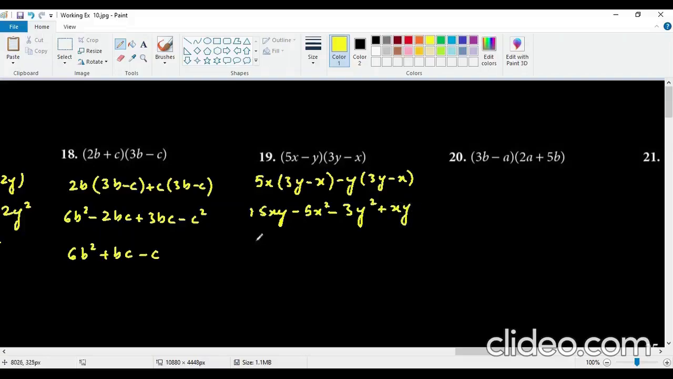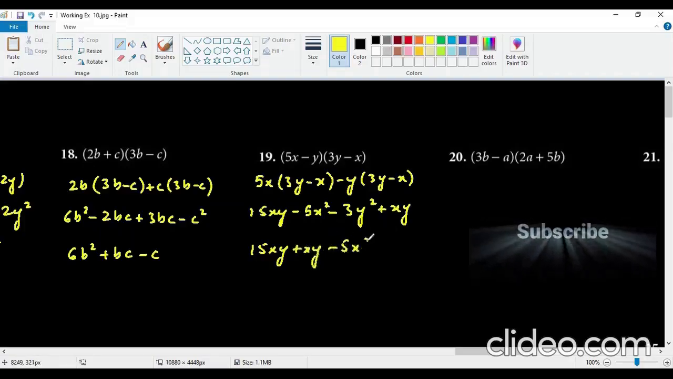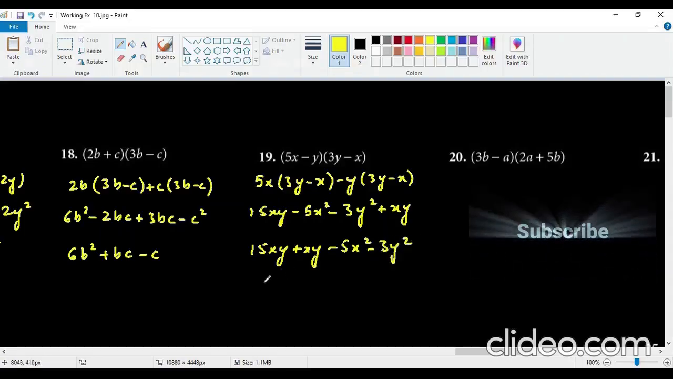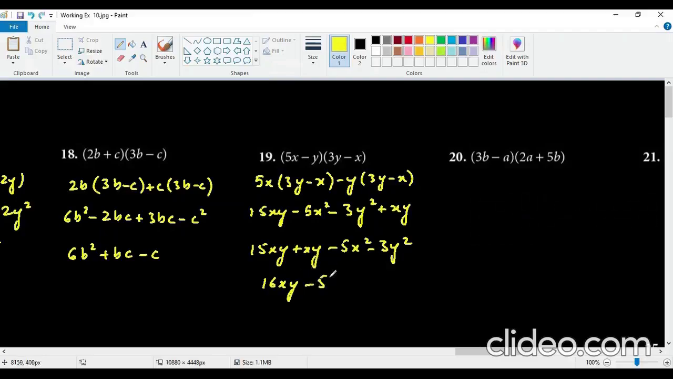Now in here, 15xy and plus xy both are like terms, and I will write minus 5x square minus 3y square, and the final answer is going to be 15 plus 1, 16xy minus 5x square and minus 3y square. Next comes question number 20.